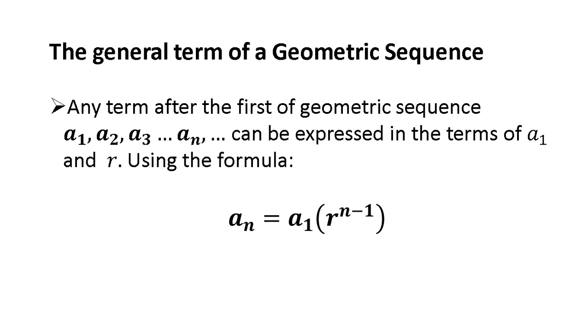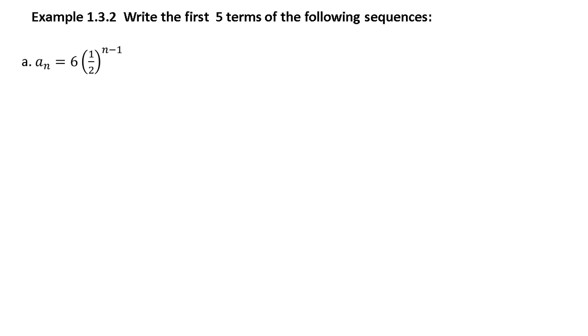The general term of a geometric sequence, any term after the first, a sub 1, a sub 2, a sub 3, to a sub n, and so on, can be expressed in terms of a sub 1 and r. So using the formula, a sub n equals a sub 1 times r to the power of n minus 1. Let's have an example.